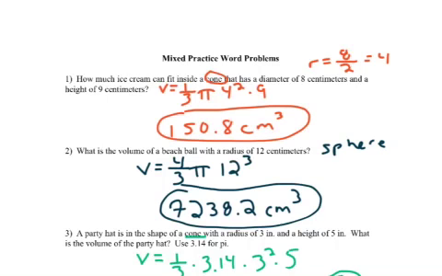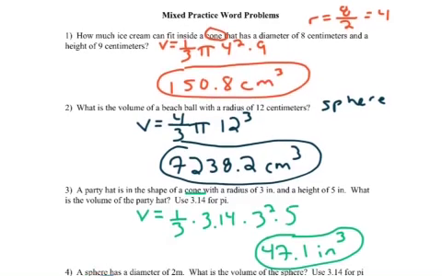Alright, so checking our answers for number 1, it said the shape was a cone, so I used my formula 1/3 pi r squared h. I was also given the diameter, so I had to find my radius by cutting it in half, which gave me 4. I plugged in my radius and my height, and it gave me my answer of 150.8 cubic centimeters.